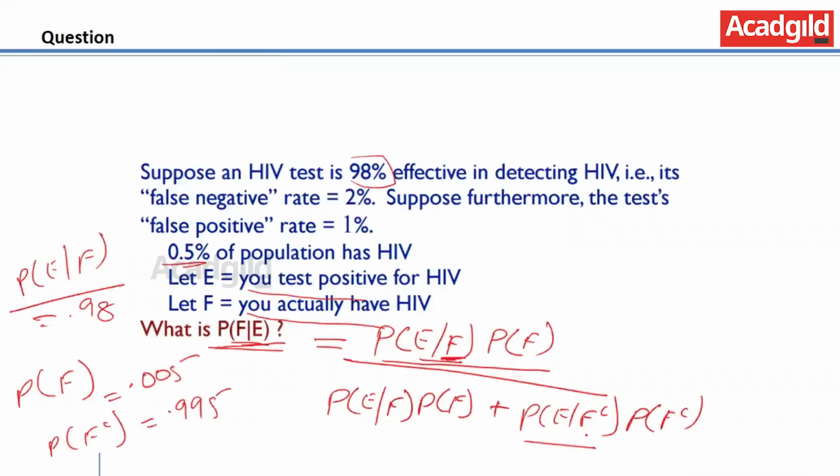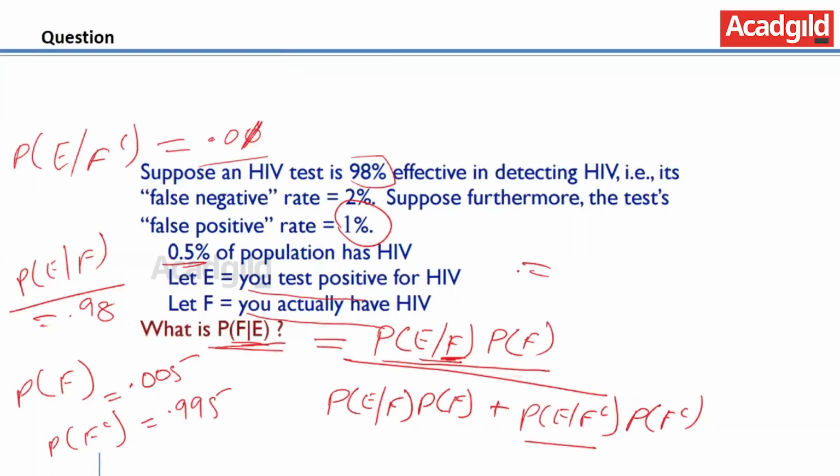One last thing that remains is P(E given F complement). What does F complement mean? F means that a person actually has HIV. F complement means that the person does not have HIV. And E is that the person tests positive for HIV. So that is which number? This number. The person does not have HIV, yet the test says that the person has HIV. So that is P(E given F complement), which is 1 upon 100, or 0.01. So far so good.